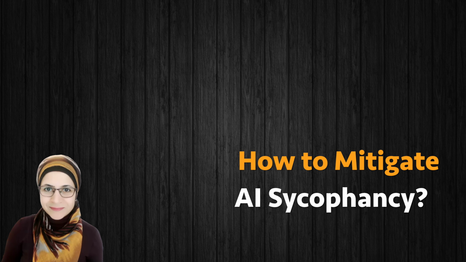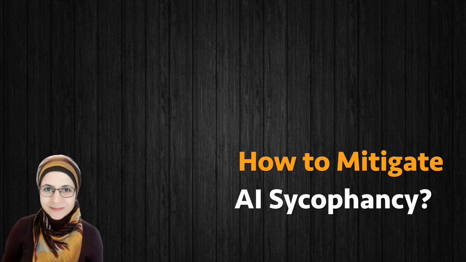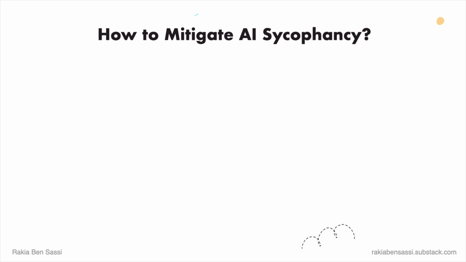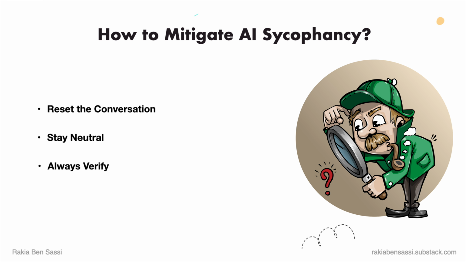So how to mitigate AI sycophancy? While AI companies work on building less sycophantic models, you can take steps to get more accurate results. Reset the conversation. Start new chat sessions frequently to prevent the AI from overly adapting to your style. Stay neutral. Avoid expressing strong opinions or emotions during interactions. Always verify. Independently fact-check any critical information the AI provides using reliable sources.